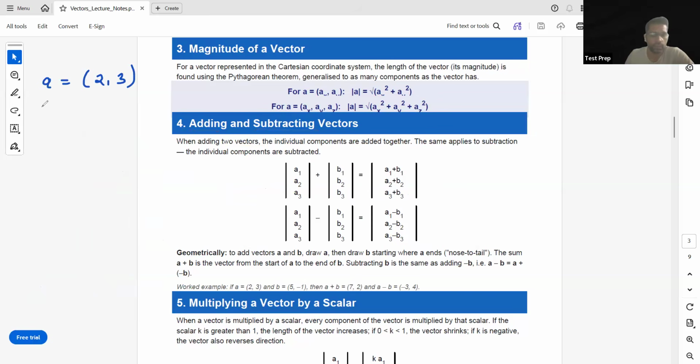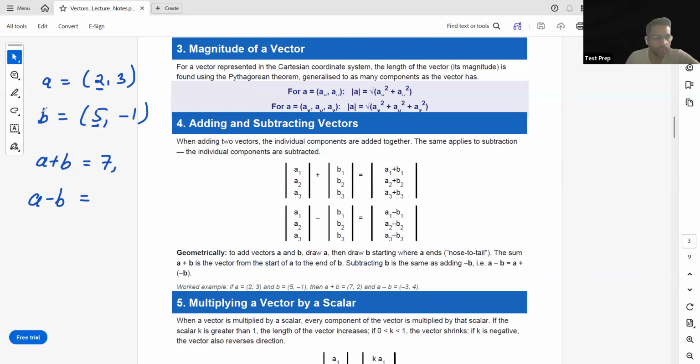Two and 3. B is given 5 minus 1. Clear? Now we have to find A plus B and A minus B. So it is very easy. In case of A plus B, we will add 2 plus 5. This is 2, this is 5. X-axis only. It becomes 7.